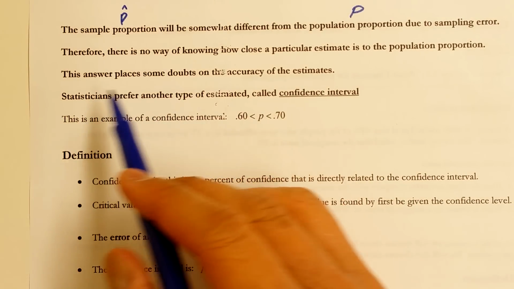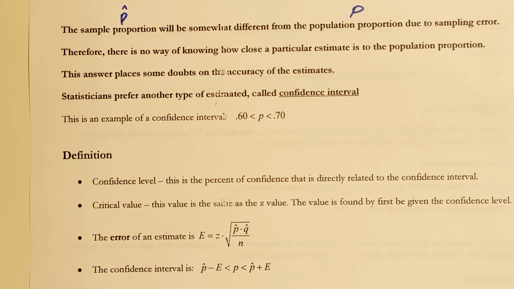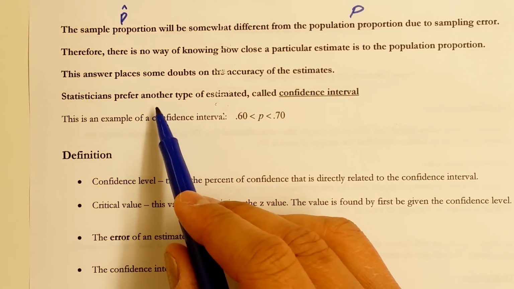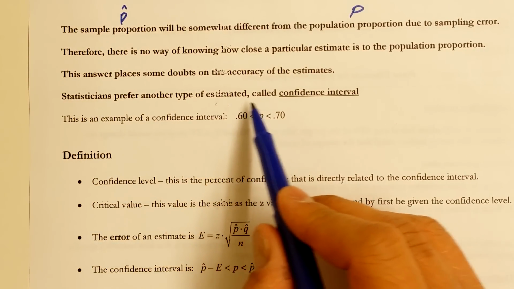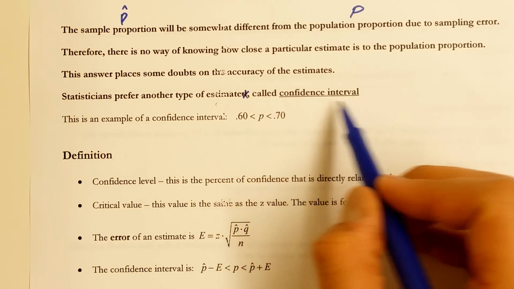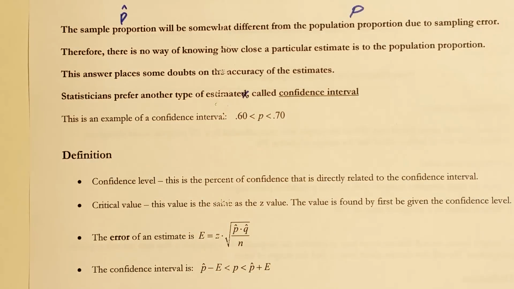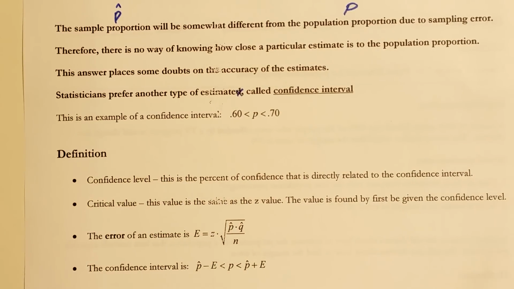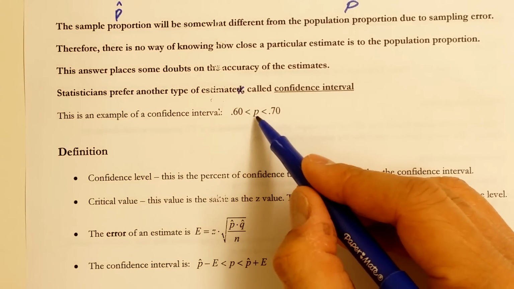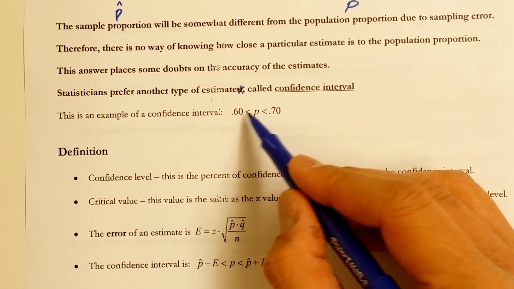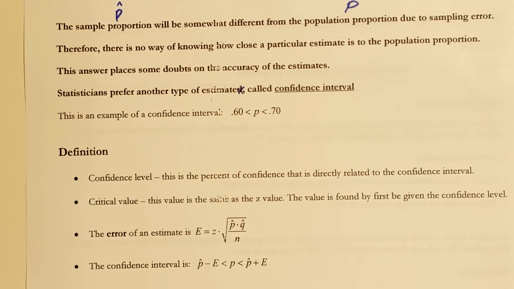Therefore, we have to introduce a new variable. So statisticians prefer another type of estimate called the confidence interval. A confidence interval is an interval between two numbers that represent your true proportion. You're saying that the proportion will lie somewhere between those two numbers. That's called a confidence interval.